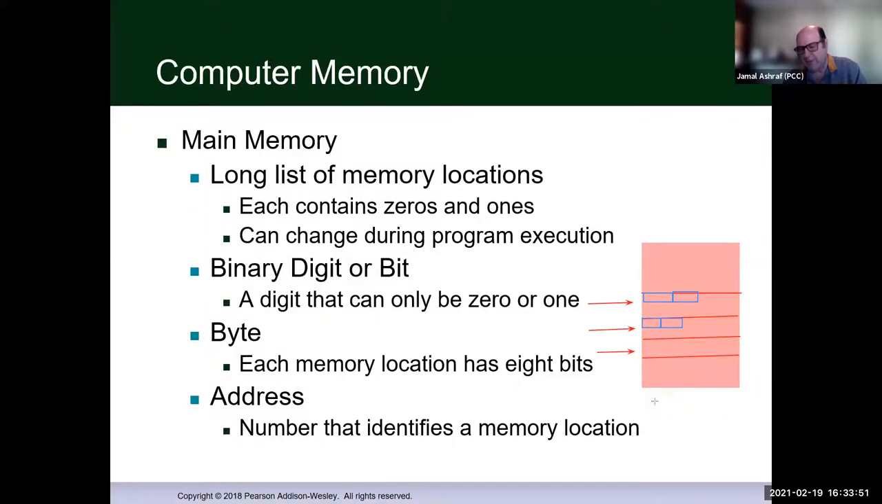So the way the addresses work is that it starts with zero, and then it's going to just add one for every byte that it goes on.